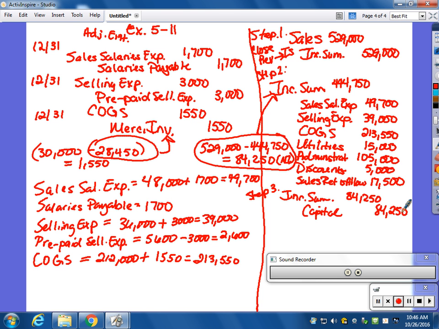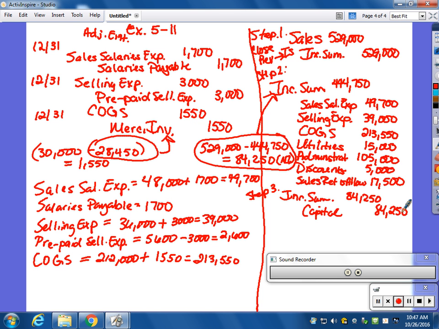When we started subtracting, 529 minus the 444. What does 529,000 signify? And what is 444,750? Expenses. And when we subtract expenses from revenue, that gives us what? Because that's what's on the income statement, right? Revenues and expenses. What else so far? Okay, I'm getting that. So this net income amount is what's in the income summary account.